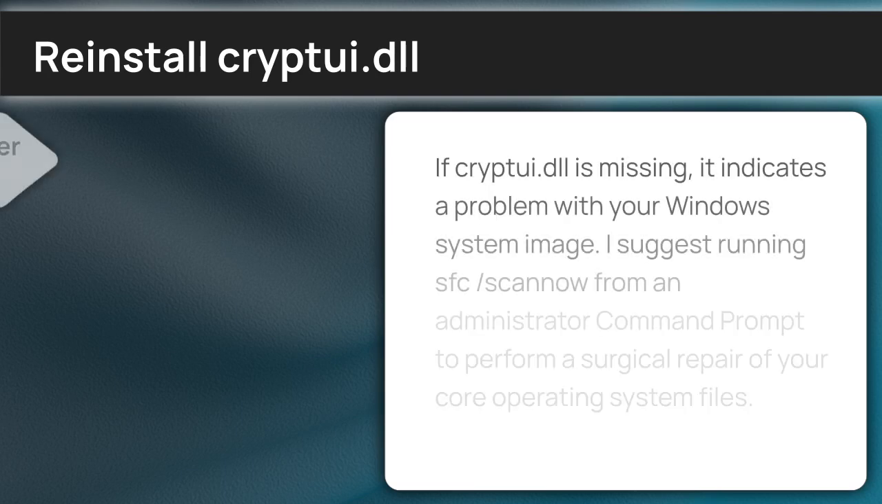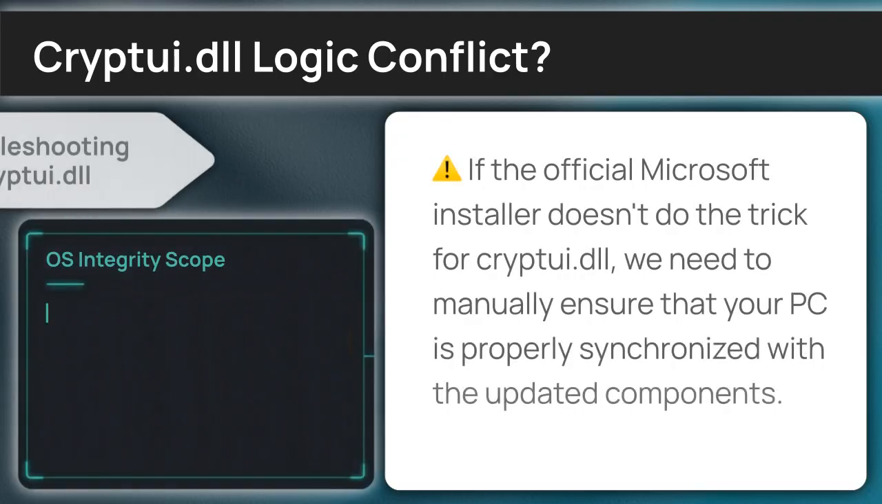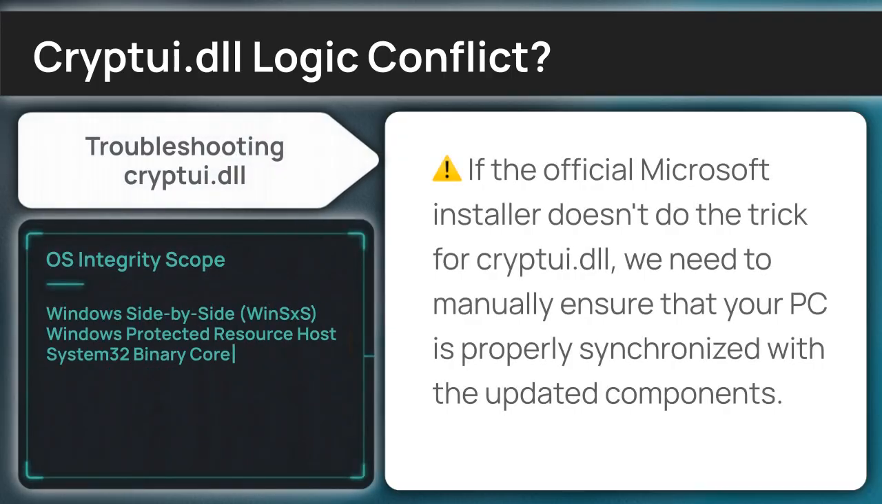This error suggests a failure in the underlying Windows architecture. Open Command Prompt with administrator privileges and execute sfc /scannow to restore core system components, including the Cryptui.dll. When a standard reinstall doesn't cut it, we move to advanced diagnostic steps to ensure the system is properly configured.